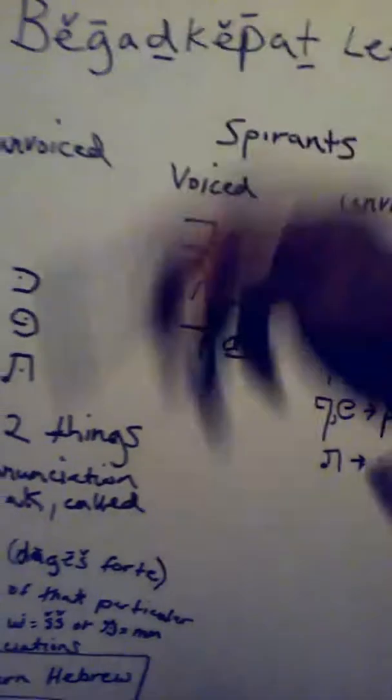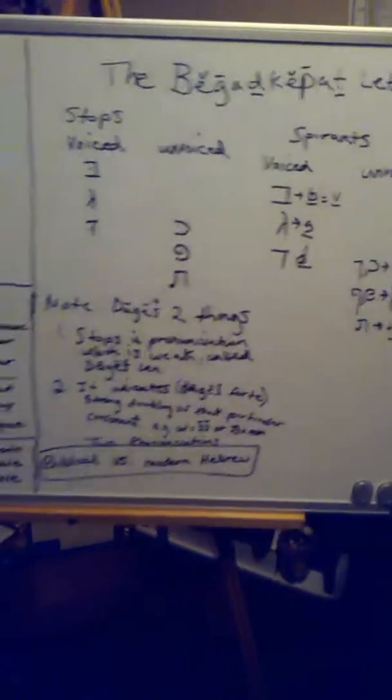So these are the Bigad Kafat letters in Hebrew. It has to do with how rough pronunciations and soft pronunciations and the doubling of alphabets in terms of weak vowel sounds, or what we would call phonetic sounds.